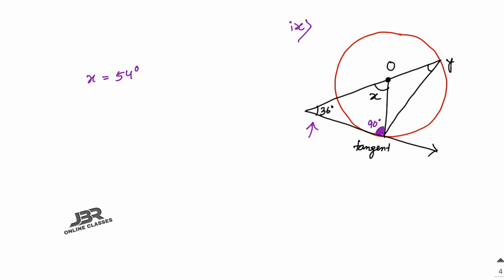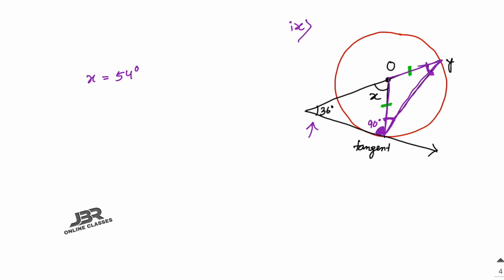Now this green one is a radius of that circle, and this one is also a radius of that circle. That means this purple triangle is an isosceles triangle. So this angle will be equal to this one.